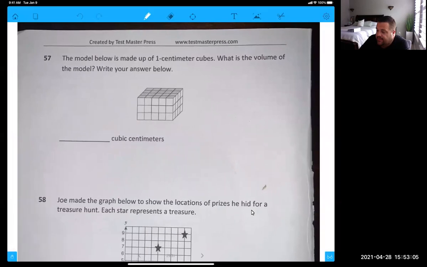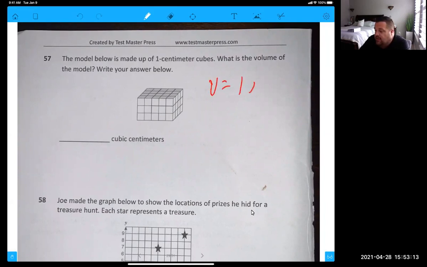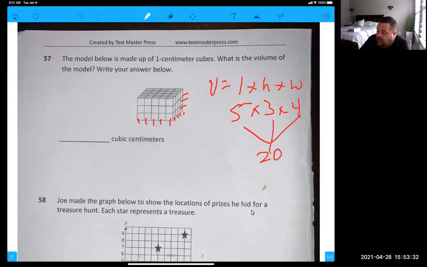Number 57, this is volume. This is kind of an easier review for you guys today. This is not as hard as what we've been doing, right? Volume equals length times height times width. Length, 1, 2, 3, 4, 5. Height, 1, 2, 3. Width, 1, 2, 3, 4. And remember, it doesn't even matter if you go out of order on the sides. 5 and 4 is 20. 20 times 3 is 60. All done.